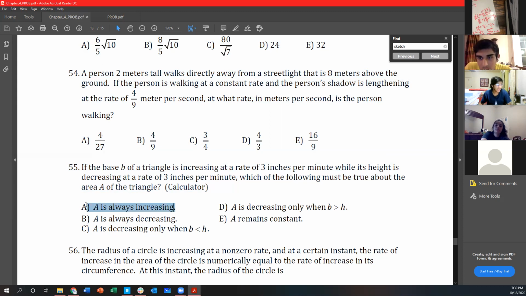It's not always increasing. It can't always be increasing. Can't always be decreasing. Can be constant, obviously, since we found a function to relate it. So it's between D and C. Alina? D. D. Good.